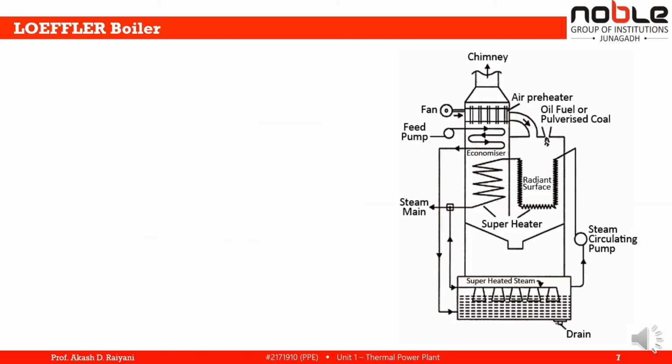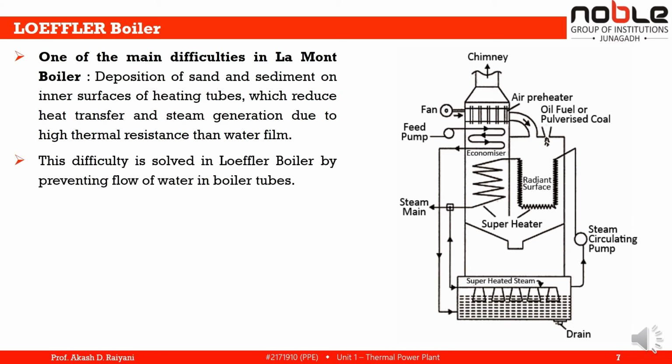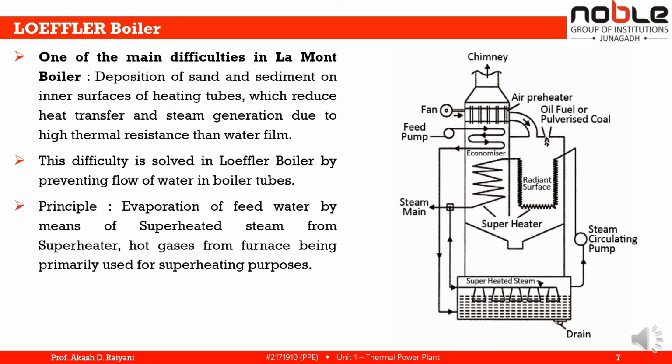Next one is the low effluent boiler. One of the main difficulties in the Lamont boiler is the deposition of sand and sediments on the inner surfaces of the heating tube, which reduces the heat transfer and steam generation due to the high thermal resistance compared to the water flow. This difficulty is solved in the low effluent boiler by preventing the flow of water in the boiler tubes. The principle of this boiler is evaporation of feed water by means of superheated steam from the superheater, with hot gases from the furnace being primarily used for superheating purposes.